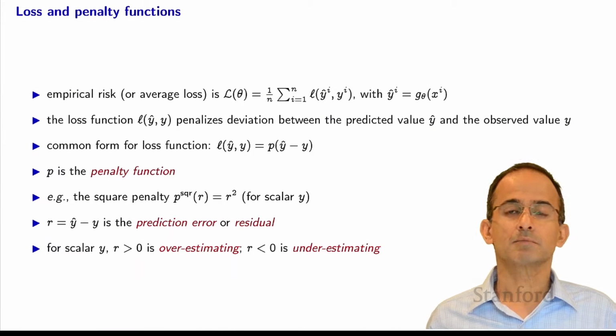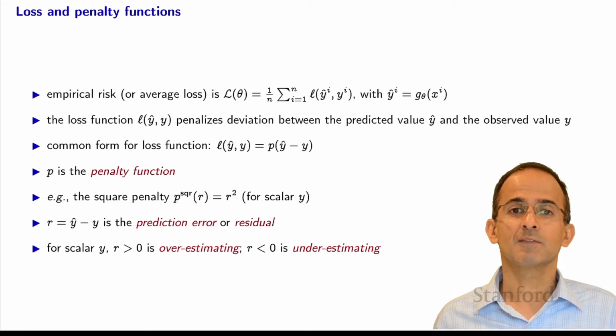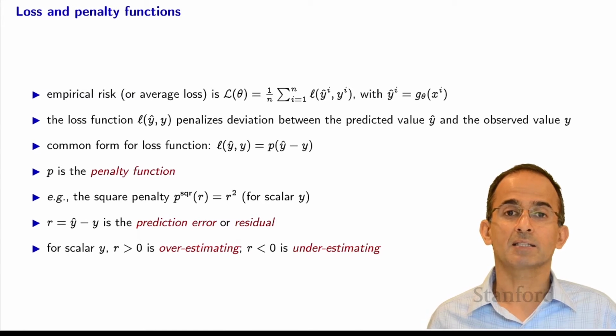So when we're solving the empirical risk minimization problem, the empirical risk, the average loss, is simply 1/n times the sum from i equals 1 up to n of the loss evaluated at (ŷ_i, y_i), where ŷ_i is the predicted value at position x_i. So ŷ_i is g_θ(x_i).